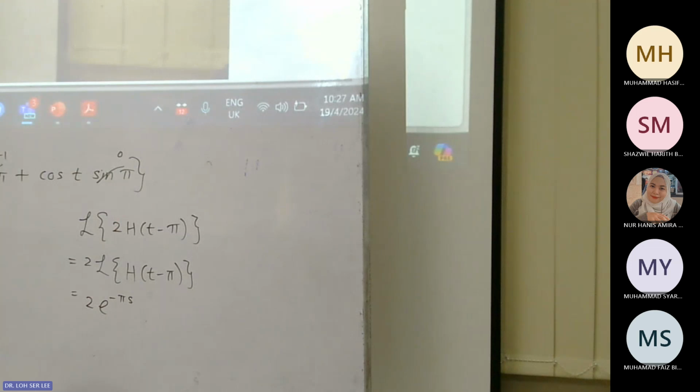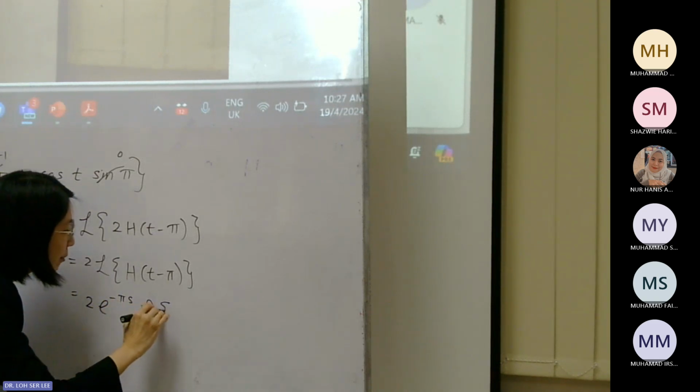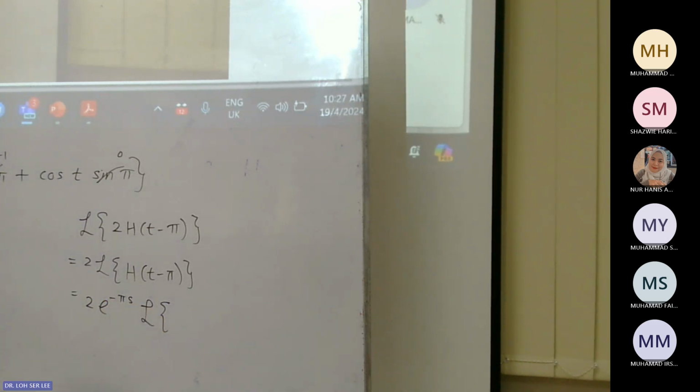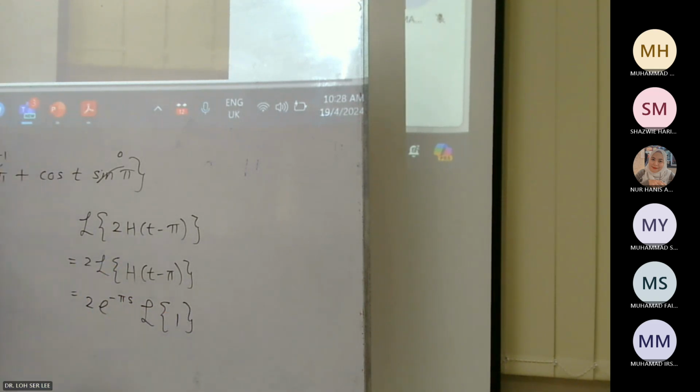I want to make sure my screen is properly inside the camera. Okay, 2e to the minus pi s, then Laplace. When you take out the minus pi, there will be no more Heaviside function. So what is left inside this bracket? No more H, you have only 1, because the coefficient function is 1. Once you take out the minus pi, Heaviside is gone. What is left is 1.